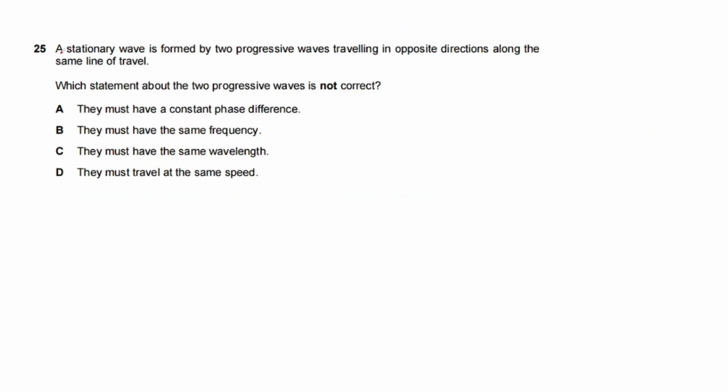Question number 25. A stationary wave is formed by two progressive waves traveling in opposite directions along the same line of travel. Which statement about the two progressive waves is not correct? As you know, the stationary waves are formed by the superposition, but here the first option, they must have a constant phase difference, is not required. Okay, this is not required, but they must have the same frequency and same wavelength and hence the same speed. So option A is the correct answer.